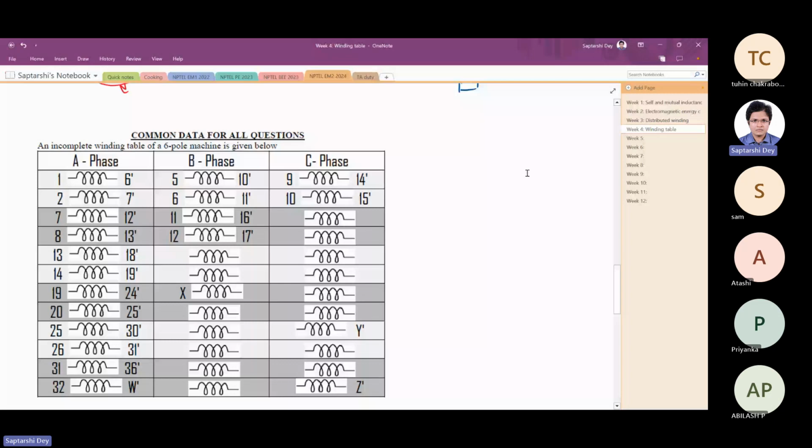An incomplete winding table of a 6-pole machine is given below. Okay, you observe this for a minute. What you have to observe is you count the number of coils that we have per phase, and then try to find out the number of slots.